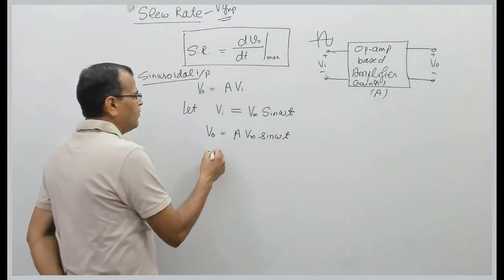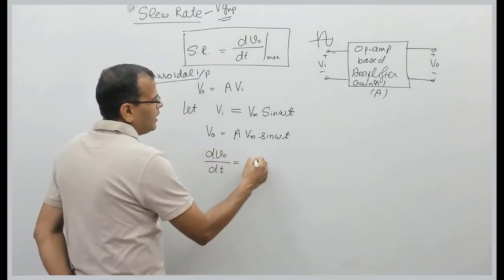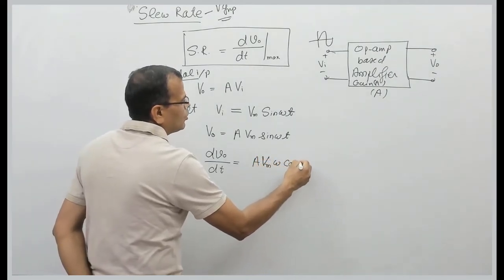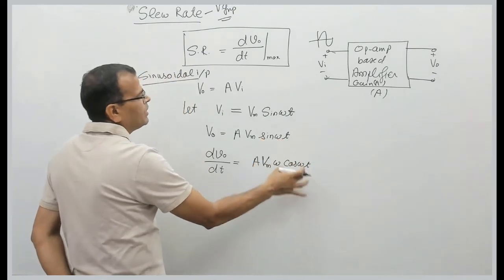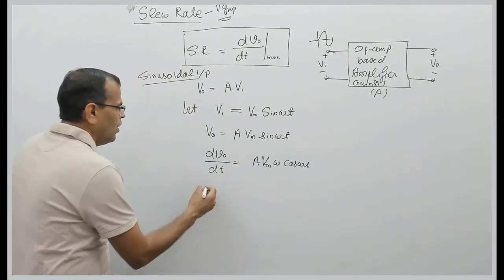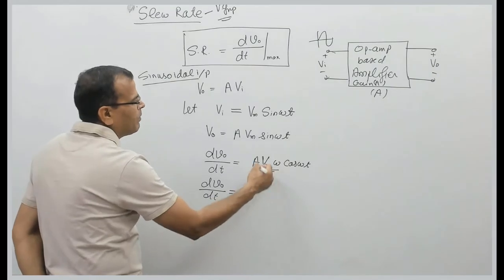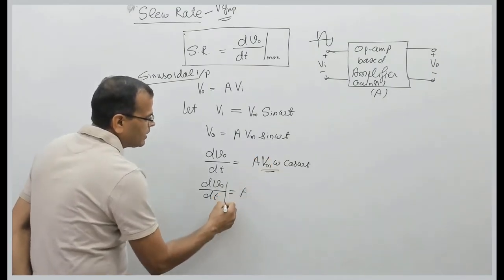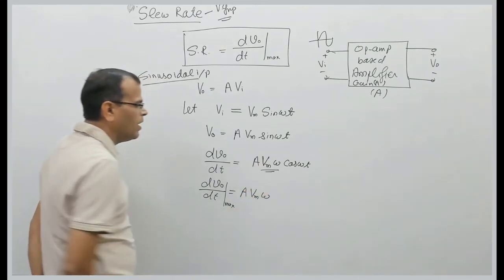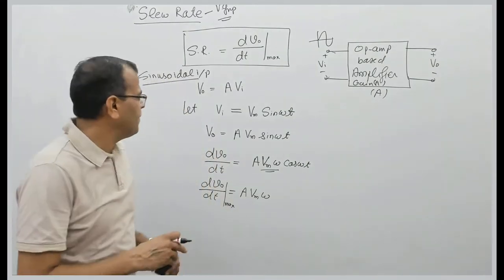So what will be the rate of change of output? dV0 by dt is A Vm into omega cos omega t, when you differentiate it. Now if you talk about the maximum rate of change of this, that is nothing but the amplitude of this. So the maximum is A Vm into omega. I hope the concept is clear.